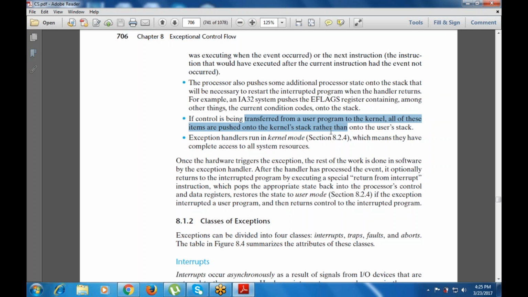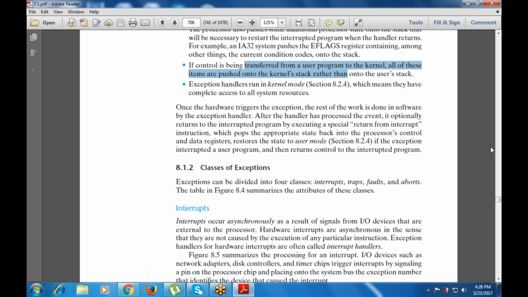Once the hardware triggers the exception, the rest of the work is done in software by the exception handler. After the handler has processed the event, it optionally returns to the interrupted program by executing a special return from interrupt instruction. That restores the appropriate state back to the processor's control and data registers, and restores the state to user mode. If the exception interrupted a user program, it then returns to the interrupted program.